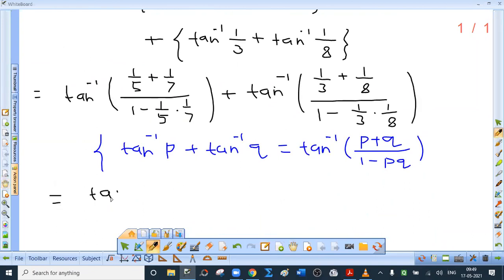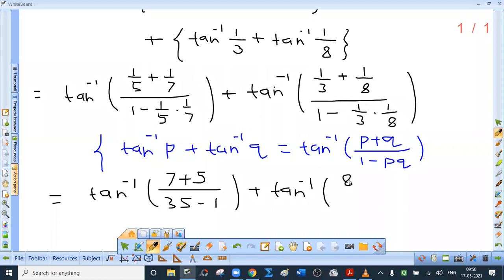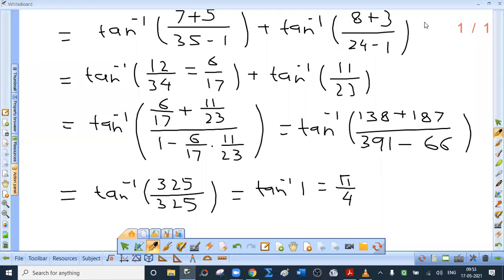So this is tan inverse. Multiply through it by 35. So 7 plus 5 upon 35 minus 1. And here tan inverse, if I multiply by 24, 8 plus 3 upon 24 minus 1. So this becomes tan inverse 6 by 17 plus tan inverse 11 by 23. Now again same thing, tan inverse P plus tan inverse Q is tan inverse P plus Q upon 1 minus PQ. On simplifying you get tan inverse 1, which is pi by 4.